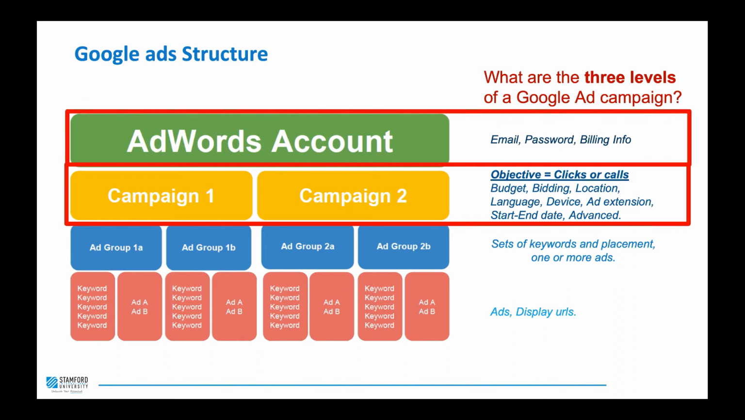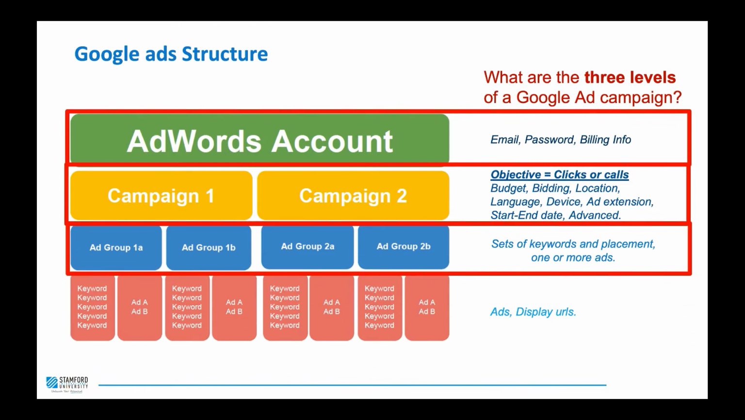The next level is the campaign. This is where you're going to set the following things. The objective, it could be clicks, calls, conversions, whatever you want to set your objective to be, but that's where you set the objective. This is where you also set the budget. So the budget, bidding, location, language, device, start, end date, and all the targeting. Okay, so the campaign level is where you set these types of things.